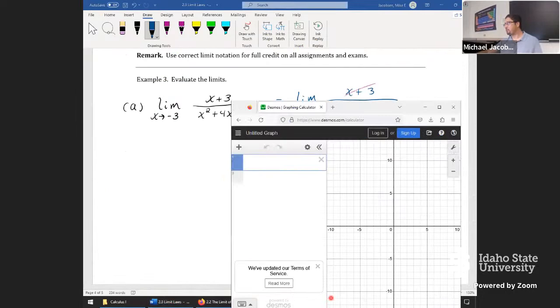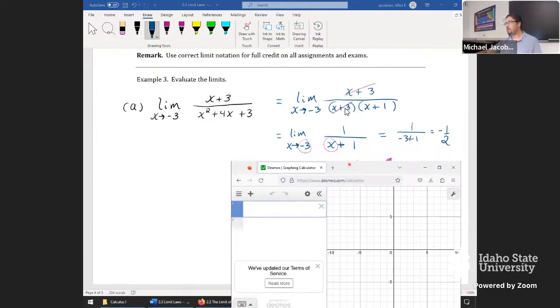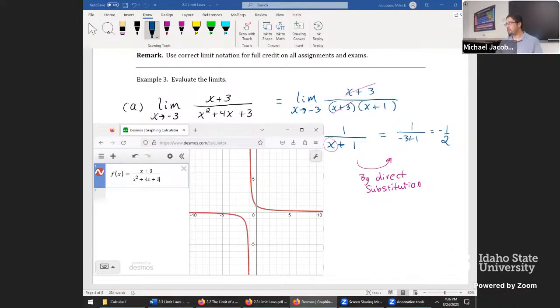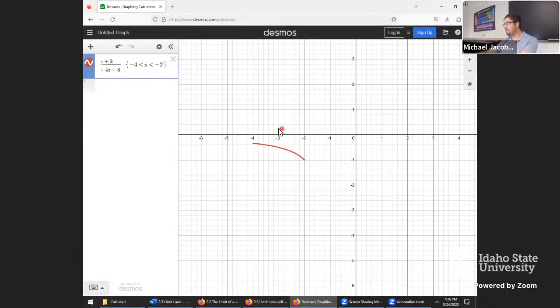Now let's see if this really works out, if it passes the smell test. All you have to do is plot the function, and you could do it like this. F of x equals, we don't care about the returns of service, we'll put that away. (x + 3) divided by (x squared + 4x + 3). I'm going to put it in a domain because we only care about nearby -3. So I'll go -4 less than x less than -2. So if we're close to -3, we should be close to -1/2 at the height of that graph. Let's blow it up and see.